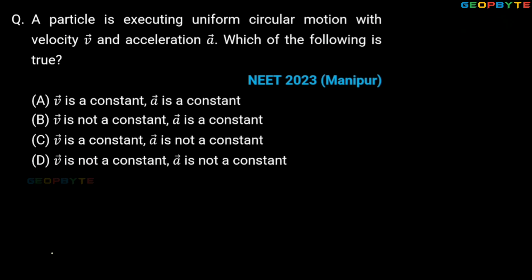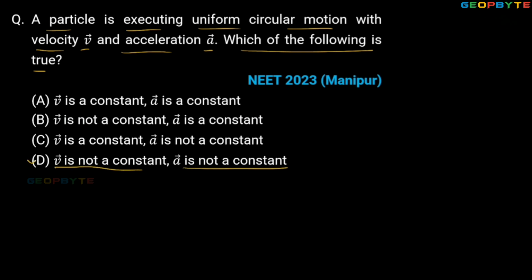Okay. Look at the screen. It is asking like this. A particle is executing uniform circular motion with a velocity v and acceleration a. Which of the following is true? Almost a similar problem we have discussed. A particle is executing circular motion with uniform speed. Though the speed is uniform, the directions of both velocity and acceleration are continuously changing. Therefore, v is not constant and a is also not constant. Option D is absolutely correct.